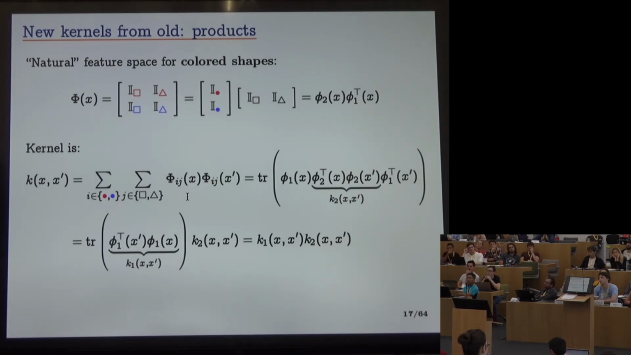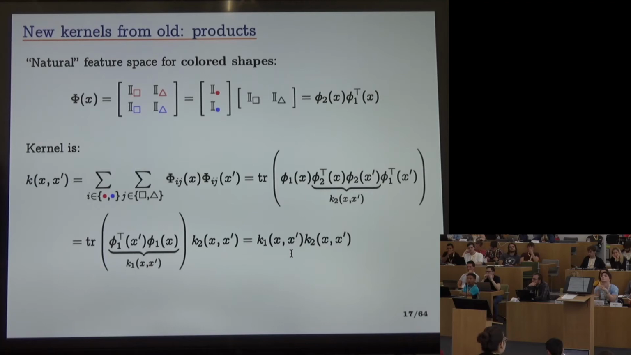Okay? Now what do I notice? I notice that this inner phi2 transpose phi2 is actually the kernel between colors. It's a scalar. So I make that substitution. The next thing you notice is that in the trace, I can cycle my elements around. So I've got phi1 transpose phi1. That's also a scalar. It's the kernel between shapes. So now I've got a product of kernels. So indeed, the product of the kernels is a valid kernel. It's the kernel which is 1 if the colors and the shapes agree.